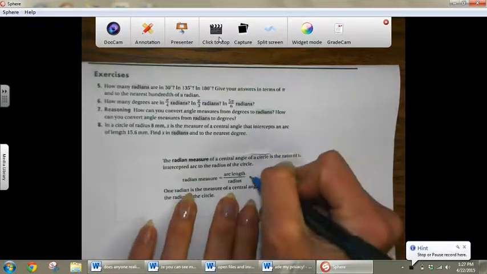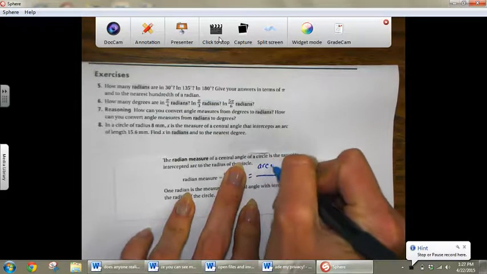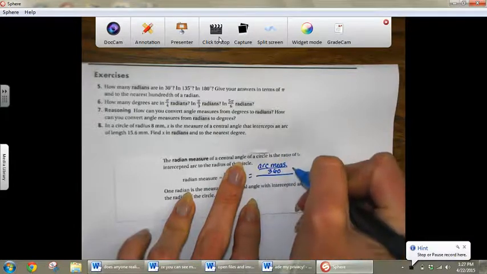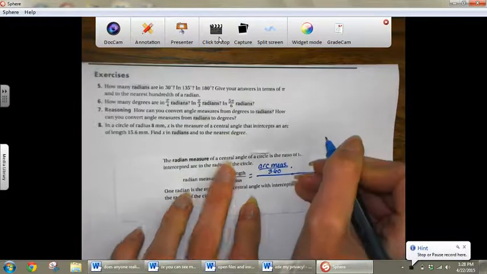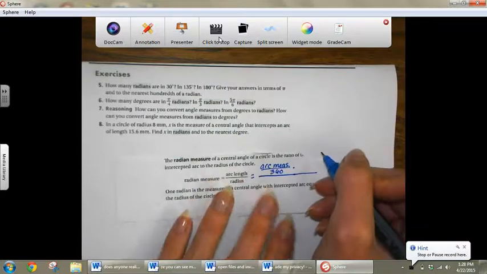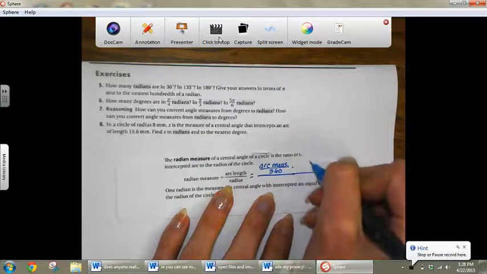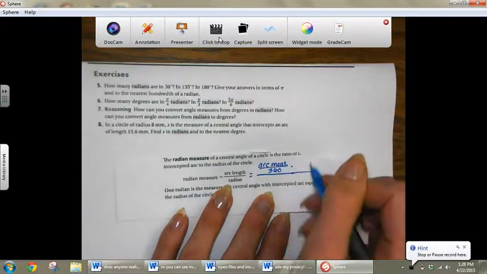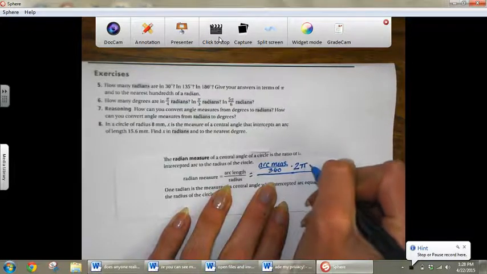So arc length, in fact, is arc measure over 360 times the circumference of a circle. Now, when I multiply by the circumference, I am going to actually write out the formula for circumference. So the formula for circumference is pi times the diameter. But I'm not going to write pi times the diameter. Nope, nope. I'm going to write 2 times pi times the radius.